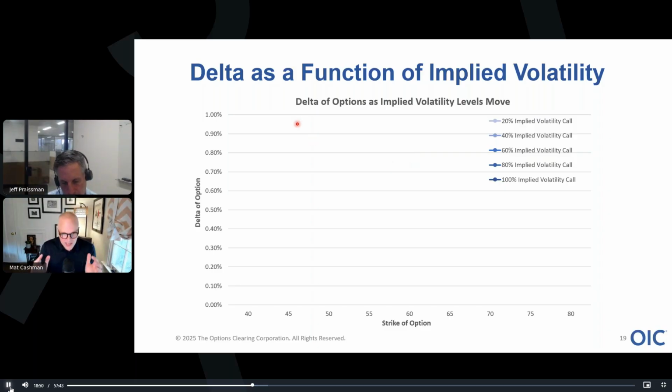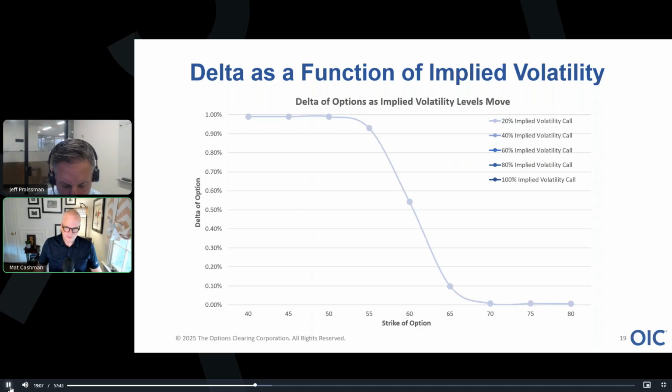Now, remember what I said at the beginning. When we're talking about vols going up, I want you to think about flattening and broadening of price distribution, because that's really what's going on. But when we talk about it in terms of delta, it shows up in a really interesting way.